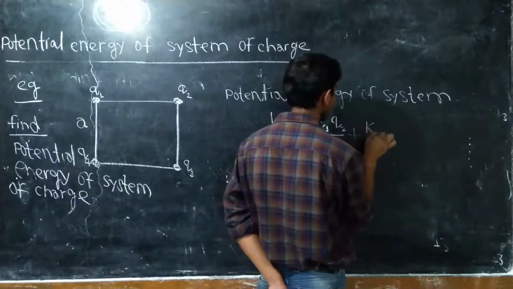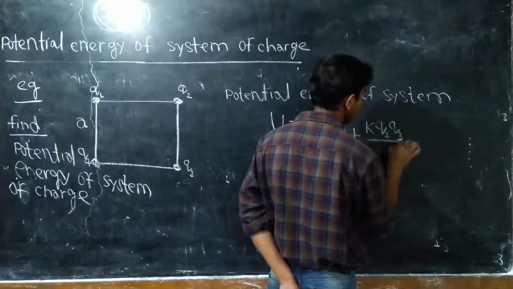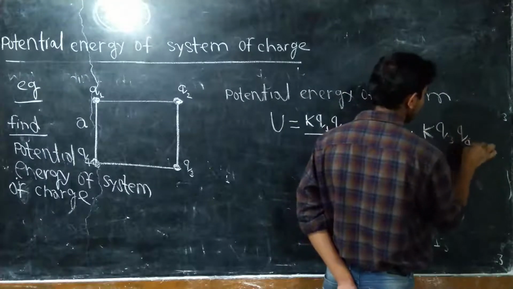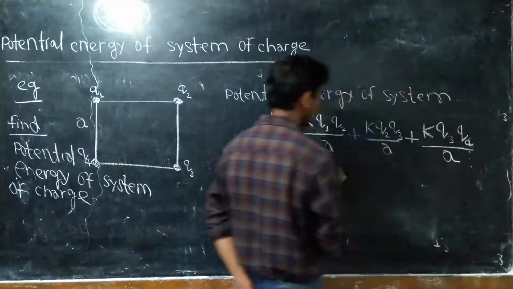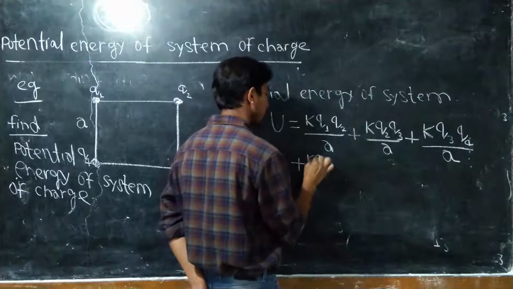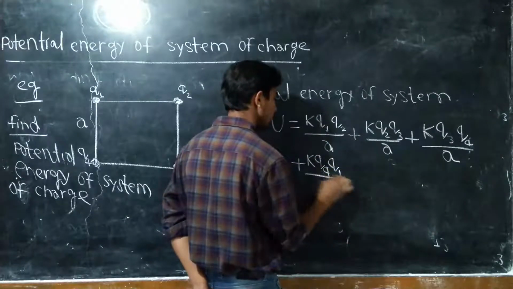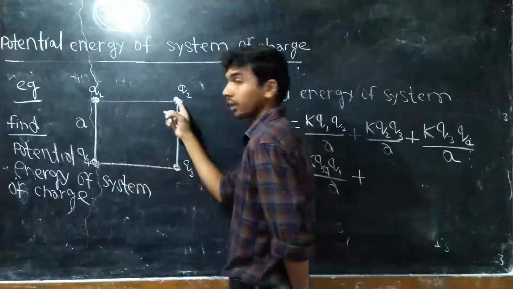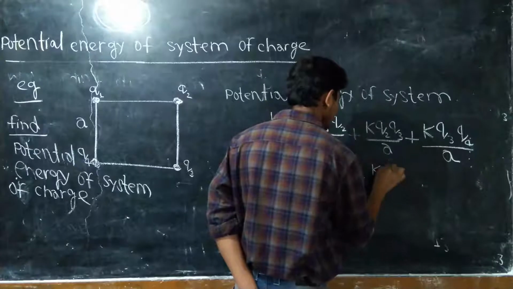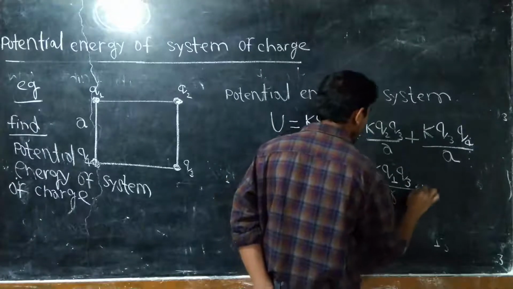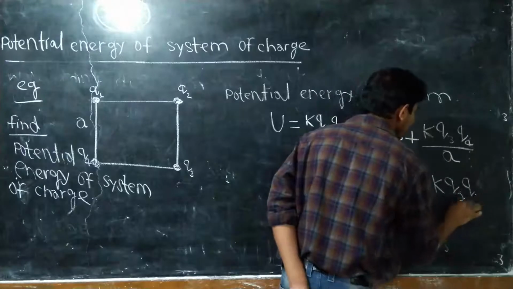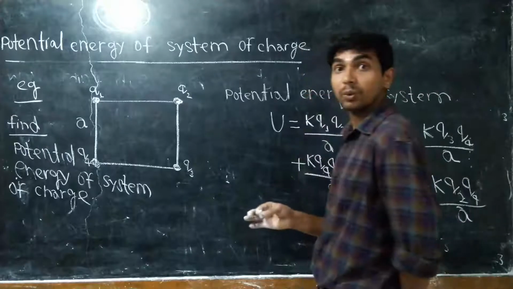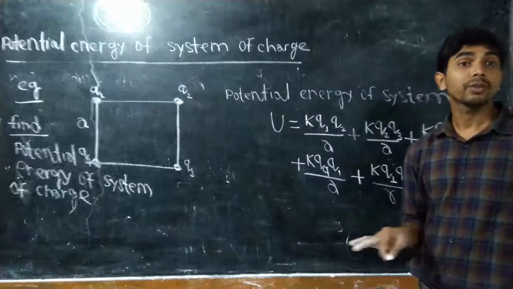Similarly we can write KQ2 Q3 by A, KQ3 Q4 by A, plus KQ1 Q4 by A. And now this one and this one: K Q1 Q3 by A and K Q2 Q4 by A. So this way you are able to calculate potential energy of system.